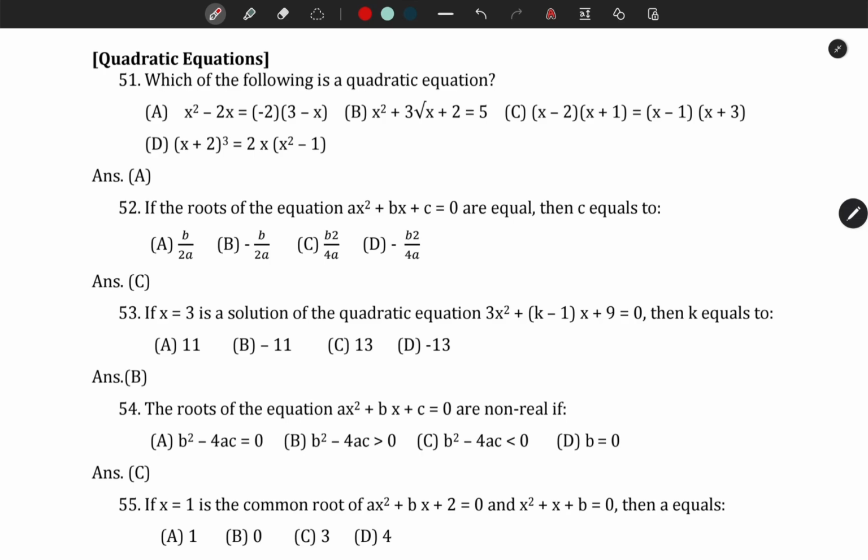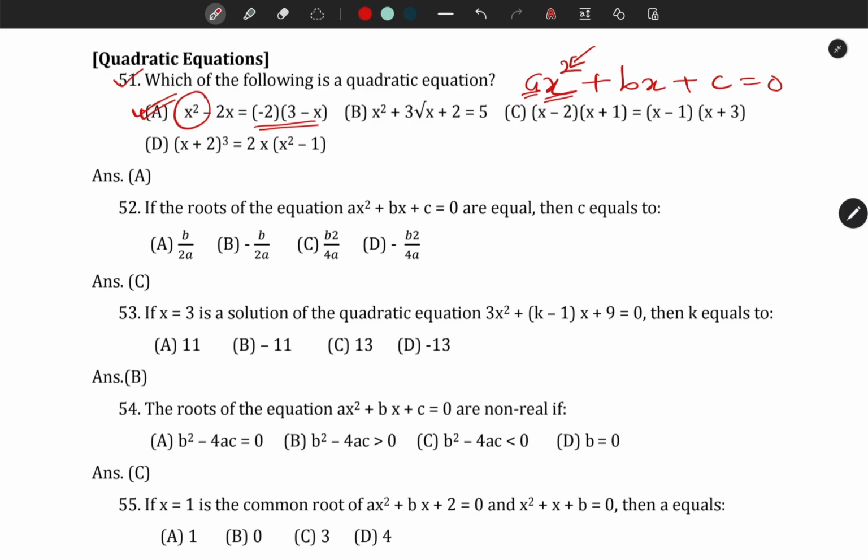Question number 51. Which of the following is a quadratic equation? A quadratic equation in its standard form is ax square plus bx plus c equals to 0, where a should not be equal to 0. That means the degree of the equation should be 2. The highest power of x should be 2. If you look at the first one, we have x square and we don't have any more x squared terms in the right hand side. So the highest power of x in option A is 2, so it's a quadratic equation.